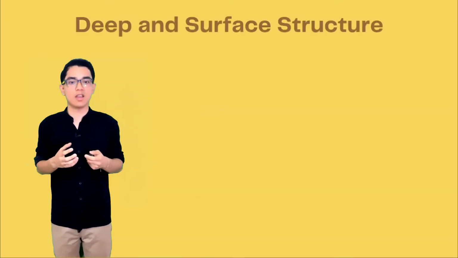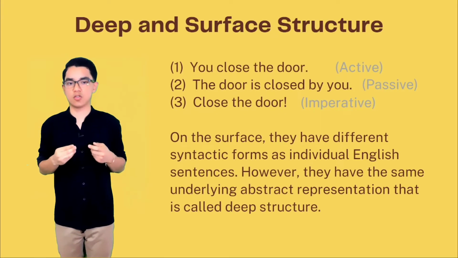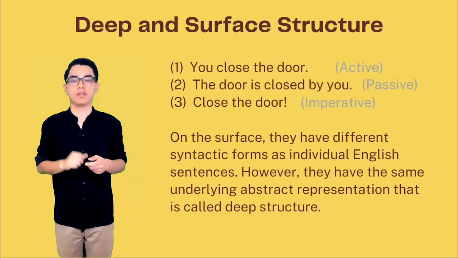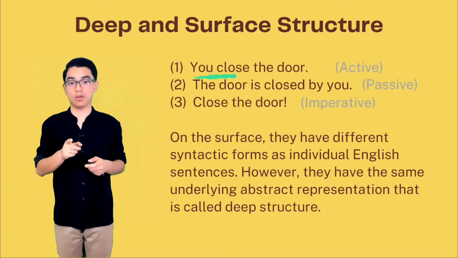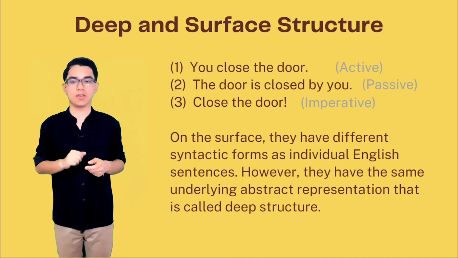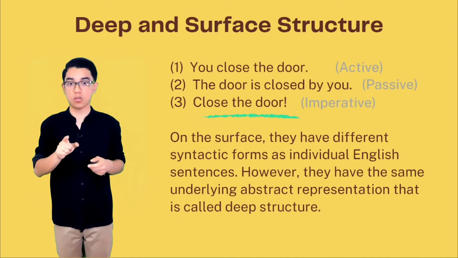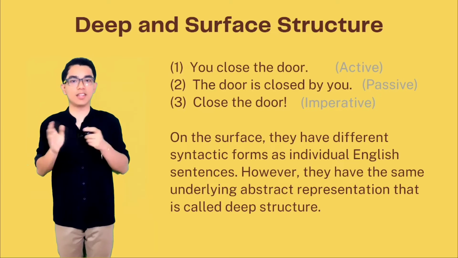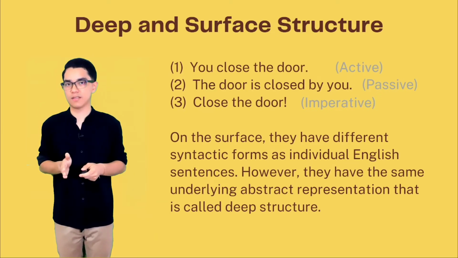Next to that, we have deep and surface structures, and for a better comprehension, we have an example with three sentences. Number one, you close the door. Number two, the door is closed by you. And number three, close the door. But how are these three sentences related to deep and surface structures?